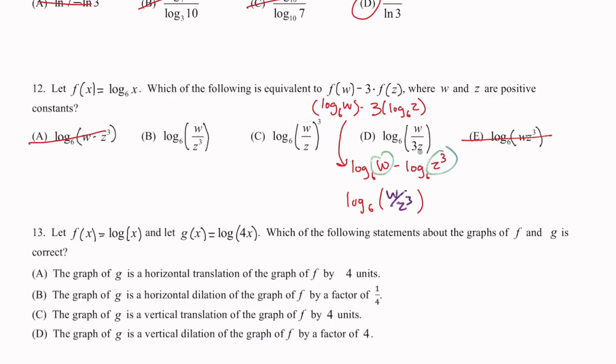D is Z times 3. That's wrong. And then C has both numbers, W and Z to the power of 3, which is, it has W divided by Z to the power of 3. That's wrong. So our answer is B.